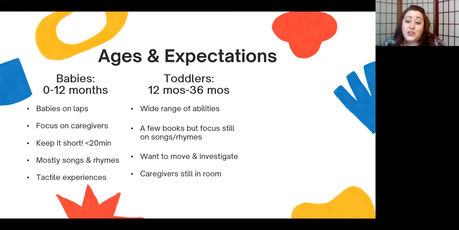Caregivers should really still be in the room. The babies are still in need of some of that kind of supervision, so you're not alone in there trying to juggle a bunch of toddlers. Oh my goodness, that is exhausting to even think about. So definitely need the caregivers in the room. And for this one, I would max it out at about 30 minutes for this age group. Short and sweet.